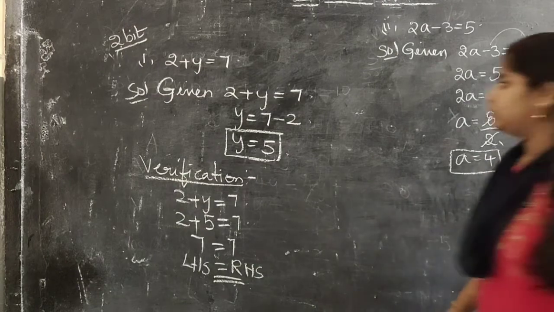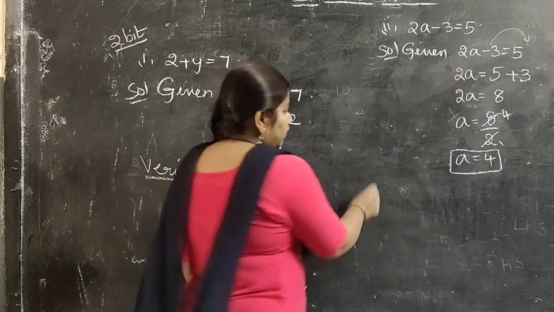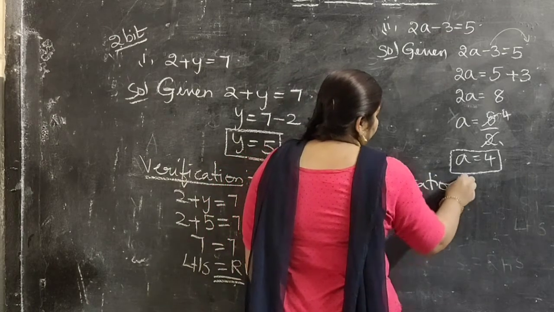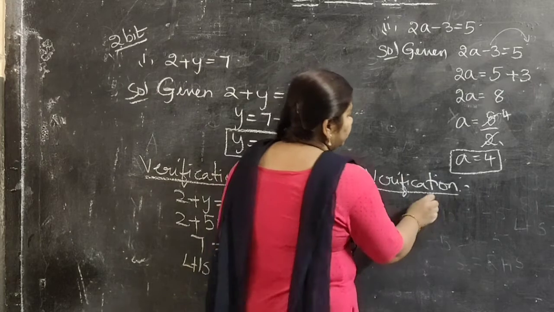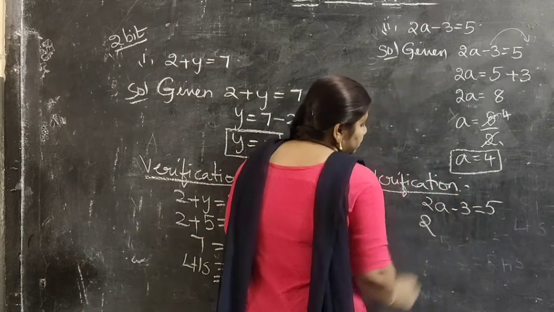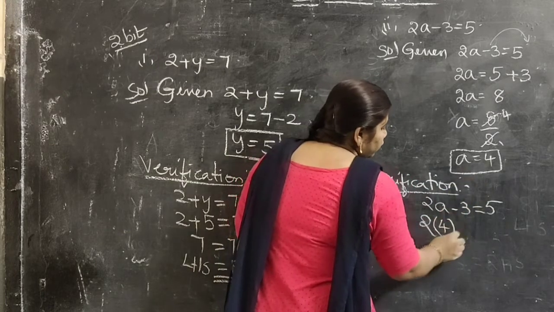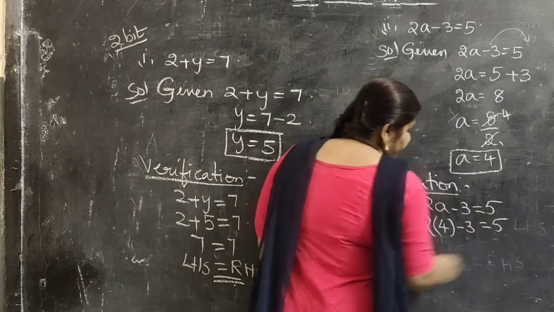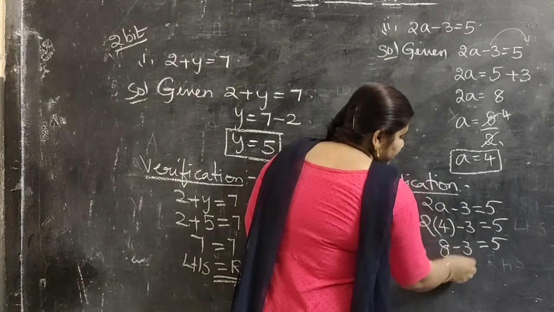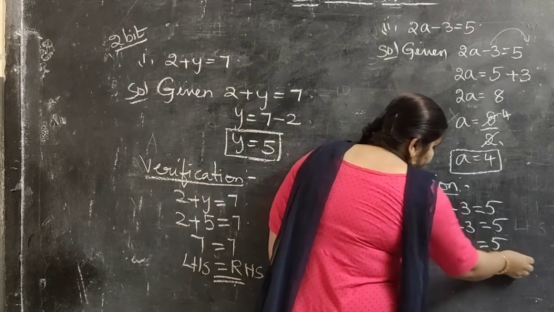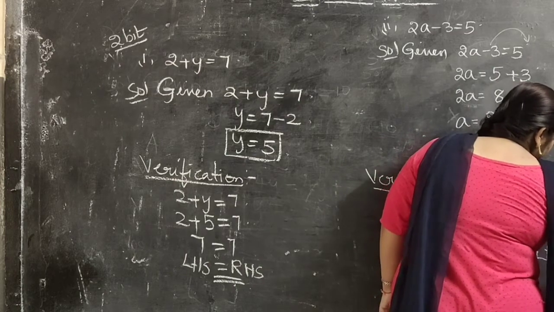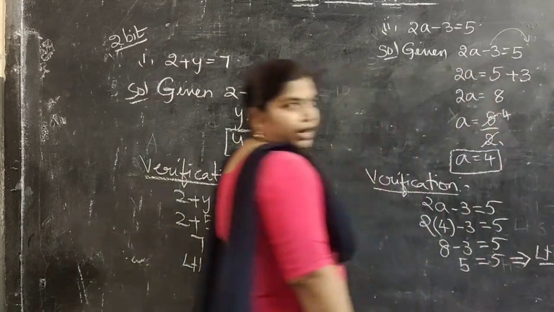Now we will check the verification. By using verification we will check the answer. So what is the equation here? 2a minus 3 is equal to 5. 2 is a constant value. The a value is 4. Minus 3 is equal to 5. 2 fours are 8 minus 3 is equal to 5. 8 minus 3 is 5, is equal to 5. That means we can write LHS is equal to RHS. Left hand side is equal to right hand side.